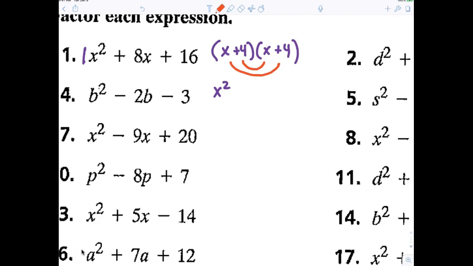Now when you go to high school, they'll talk to you about FOIL. I never teach my kids FOIL. It's called first, outer, inner, last, because it doesn't work on all problems. So I don't like to teach you something that's just for specific cases.